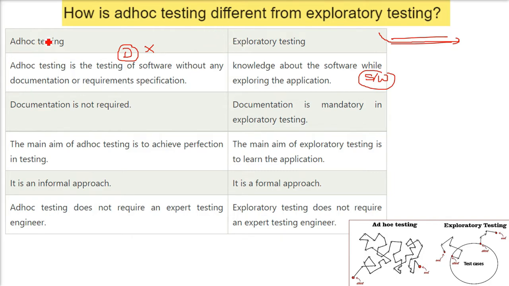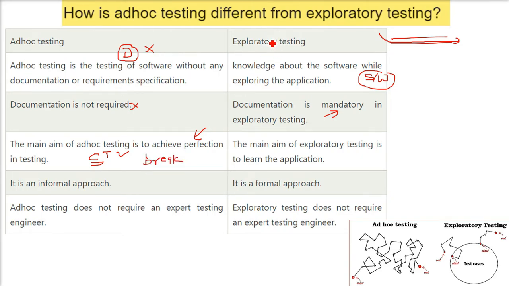Ad hoc testing is informal, so documentation is not required. In exploratory testing, documentation is mandatory. The main aim of ad hoc testing is to achieve perfection in testing, because all the other testing has already been done. Now you are doing everything to break the software. We do everything which is possible. We need to crash or break the software.